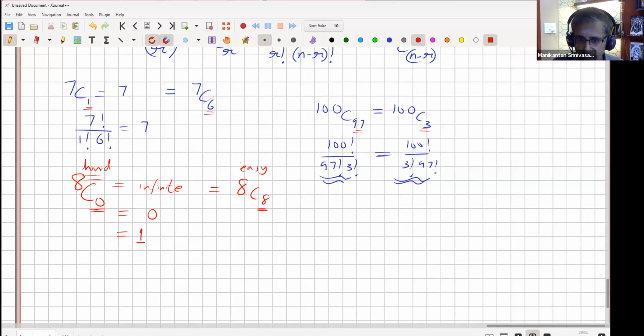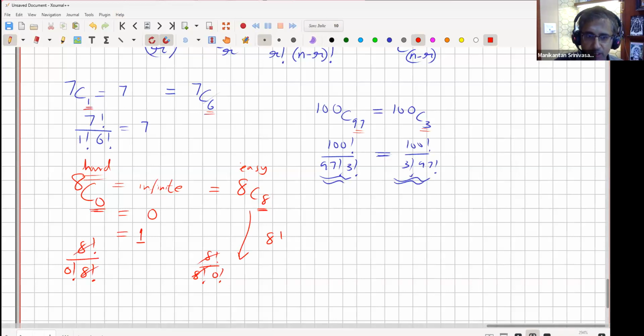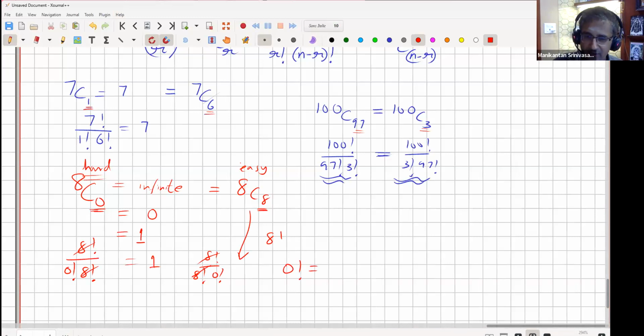So that begs the question what 0 factorial is, because by formula, this will say 8 factorial upon 0 factorial into 8 factorial. And by formula, this guy will be 8 factorial upon 8 factorial times 0 factorial. You know, 8 factorial cancels. Intuitively, we know it's 1. Therefore, 0 factorial is 1. I mean, not that therefore 0 factorial is 1.